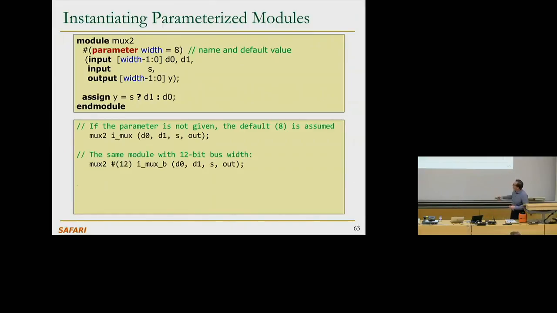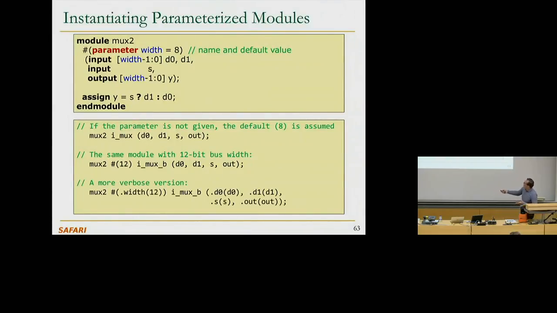Basically, it's a 12-input mux. No, not a 12-input mux. It's a 2-input mux with 12-bit inputs. This is a more verbose version. You clearly specified this is the width, right? It's actually nice, I think. I like this better because I can understand this better, right?